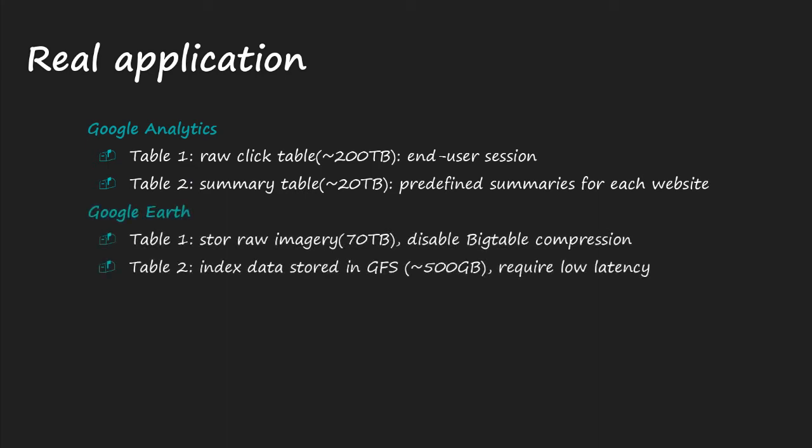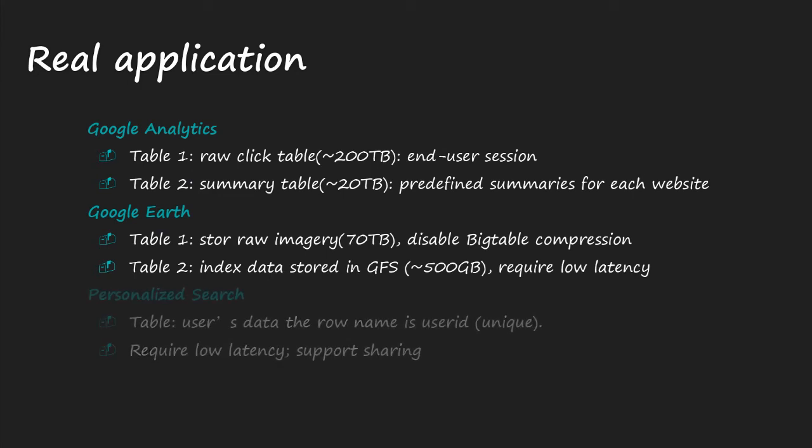Google Earth is another example. The difference is that the first table stores images, but the images are already compressed, so the Bigtable compression is disabled. Another table stores index data, and we know that the index requires faster response, so the table contains hundreds of tablet servers and many in-memory column families to guarantee the faster response.